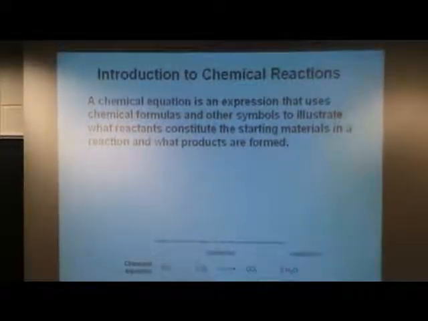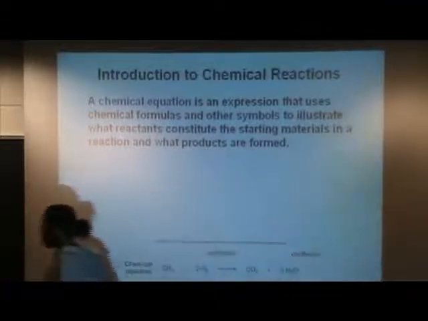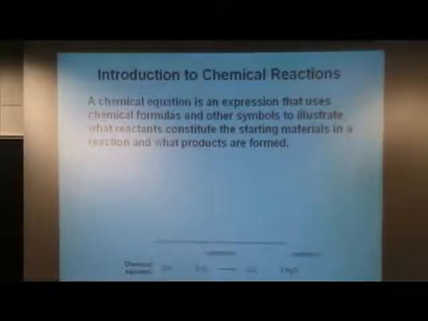So when you have chemical reactions, you need to have a chemical equation. A chemical equation is simply an expression that tells you reactants are changing into products. In other words, the reactants constitute the starting materials in a reaction and what products are formed. How do we explain this? By having a chemical equation. A chemical equation is an abbreviation for us, a statement to show that a chemical reaction takes place. Here we have a chemical equation.